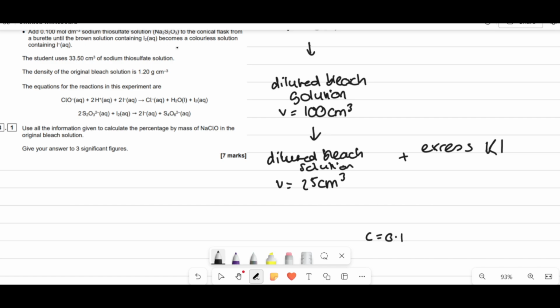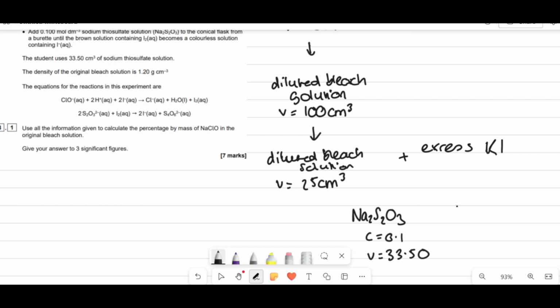Cool. What's that concentration belong to? Sodium thiosulfate, Na2S2O3. They add it to the conical flask from the burette until the brown solution containing I2 becomes a colorless solution containing I-. And they use this much of the thiosulfate solution. So that volume belongs to the thiosulfate.